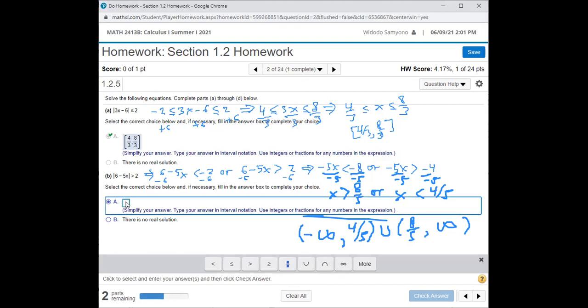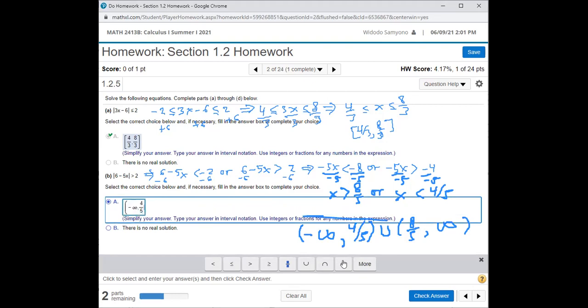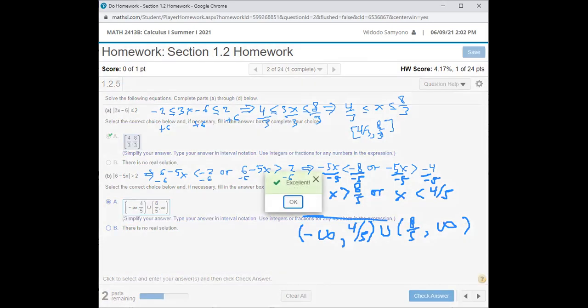So the answer will be negative infinity, comma, 4 over 5. And then close parentheses, right? And then looking for the union sign here, right? And then open up parentheses again. And then put what? 8 over 5, right? Oh, sorry. Up to infinity. Close parentheses. Okay.